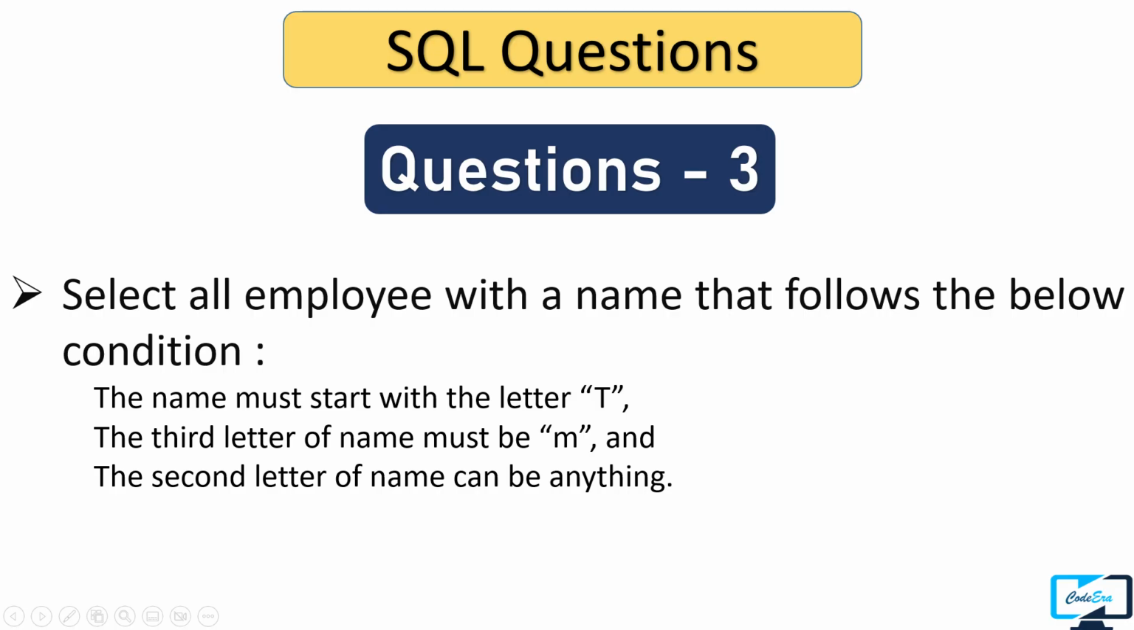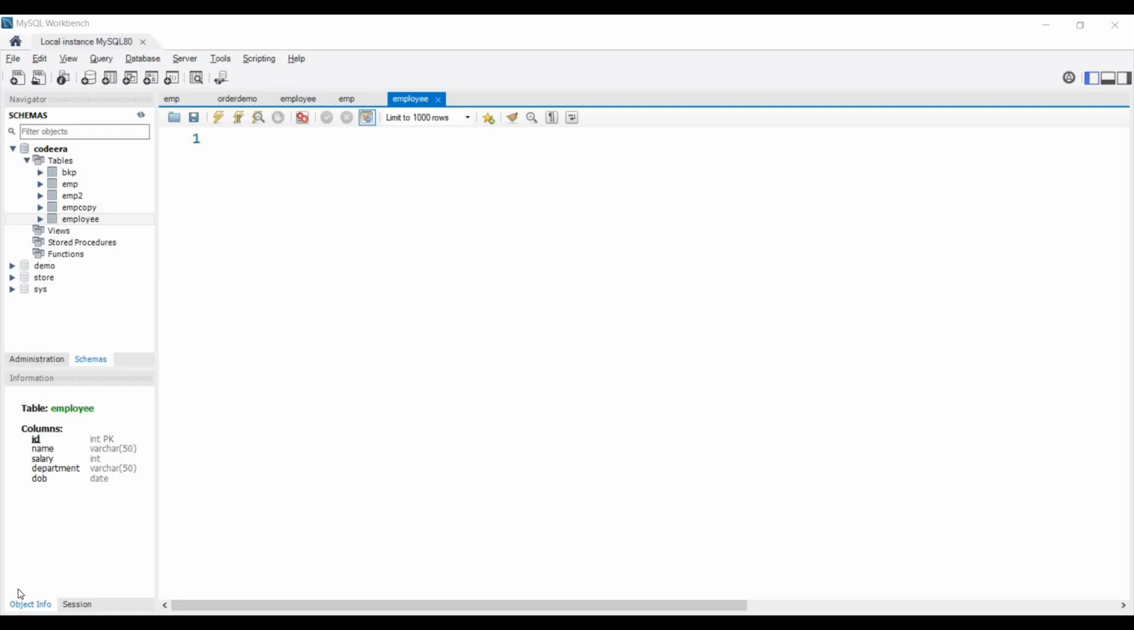So guys, let's solve one more question on like operator, so that you can have a better idea about its working. So the third question is select all employees with a name that follows the below condition. So the first condition is the name must start with the letter T, and the third letter of name must be M, and the second letter of the name can be anything. Guys, let's solve this question.